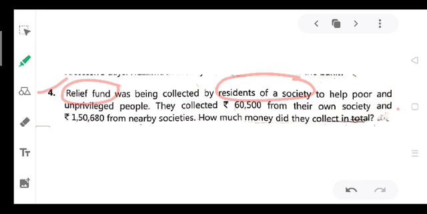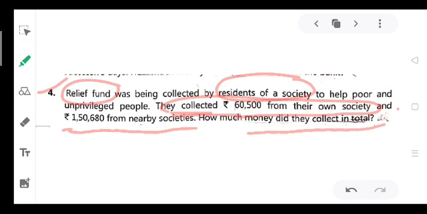They collected 60,500 from their own society. अपनी ही society से they have collected 60,500 and 1,50,680 from nearby society. How much money did they collect in total? Total money we have to find out. It means which operation is implement here? Addition. How will you write the statement?